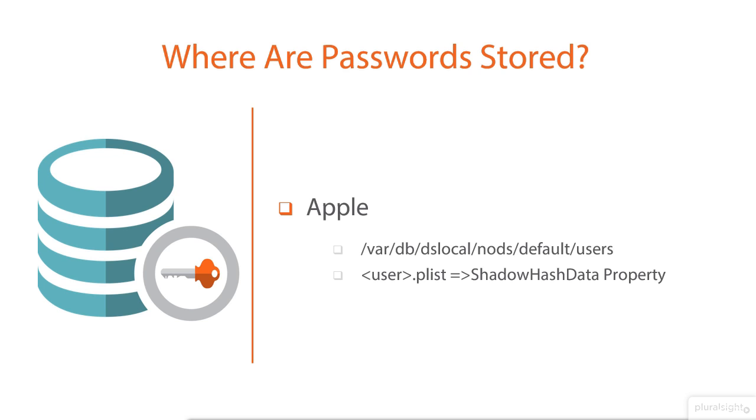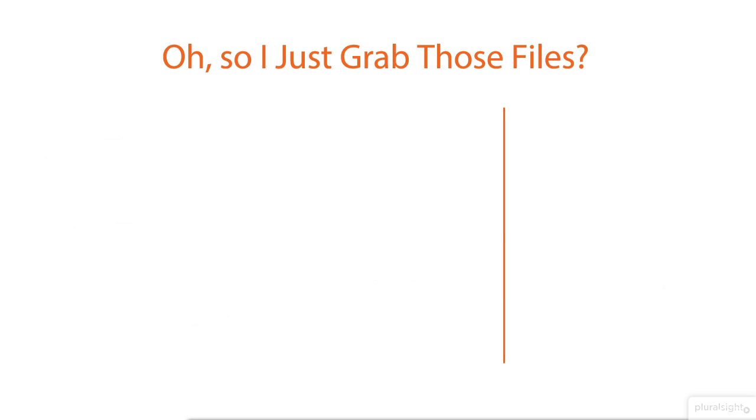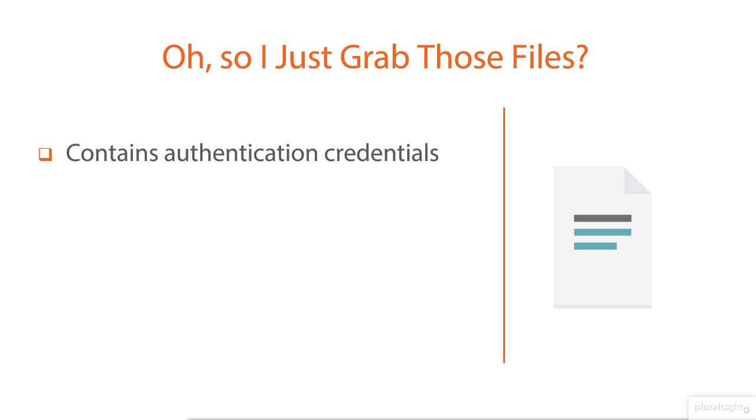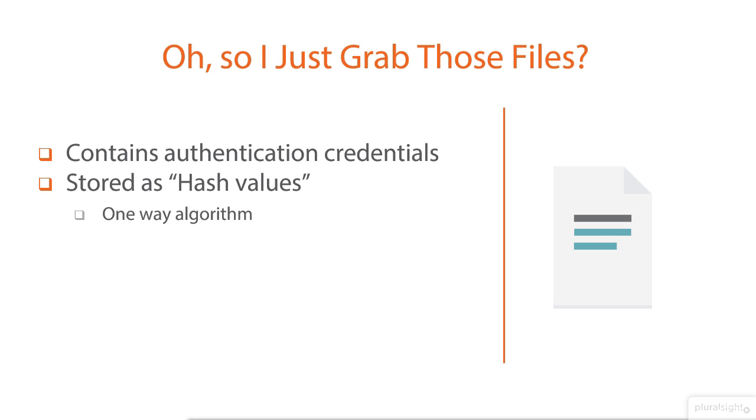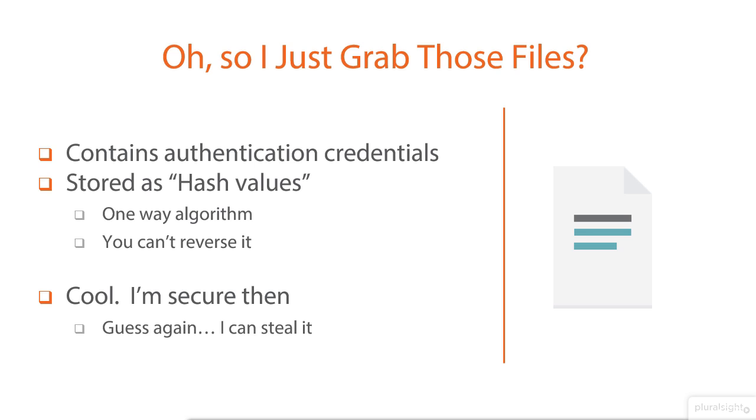Now, typically, again, like I said, you normally just can't grab these, right? You're thinking, I'll just go grab them. Well, guess what? Now, these files do contain your authentication credentials, but they're stored as hash values. So it's not like you can just open it up. In fact, most of the files are going to be locked while the OS is running. Now, as far as it being hashed, you need to know that it's a one-way algorithm, which means I can't reverse the hash. Okay, Goodale, that's cool. Then obviously, I'm secure. No, because I can steal it, folks.